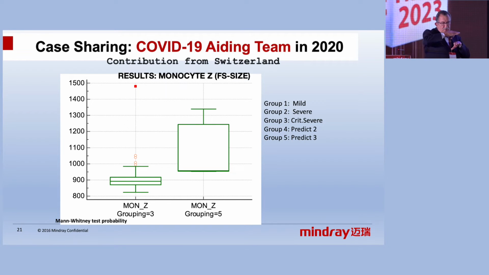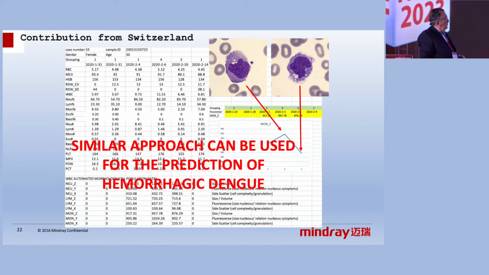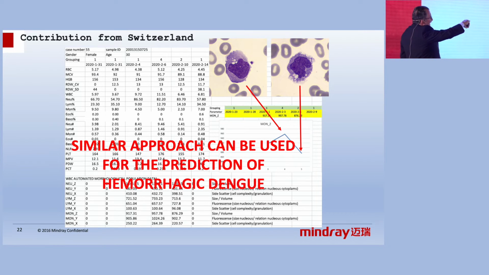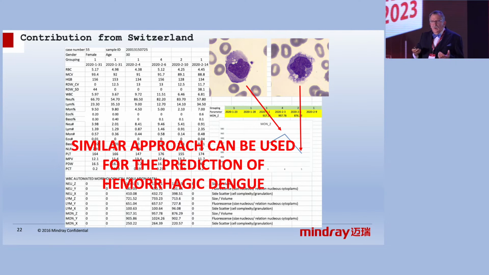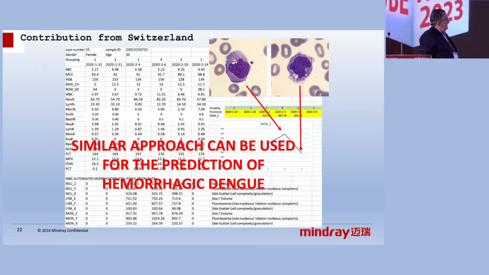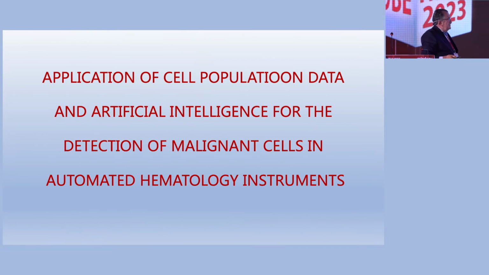The monocyte size, which was constantly normal, increased and afterwards became normal. As you can see here, the monocyte Z, the monocyte size, was followed: it became bigger and afterwards lower. And you can see the photos of the monocytes. So the monocyte size is a good predictive value of a cytokine storm in sepsis and in COVID. A similar approach can be used for dengue.